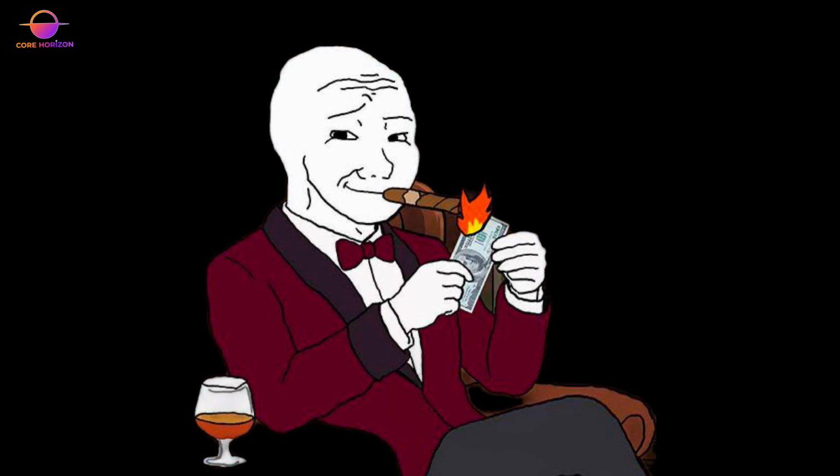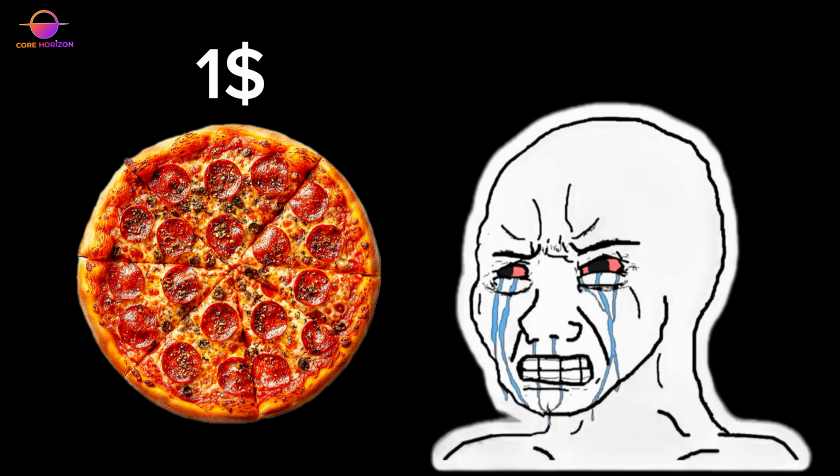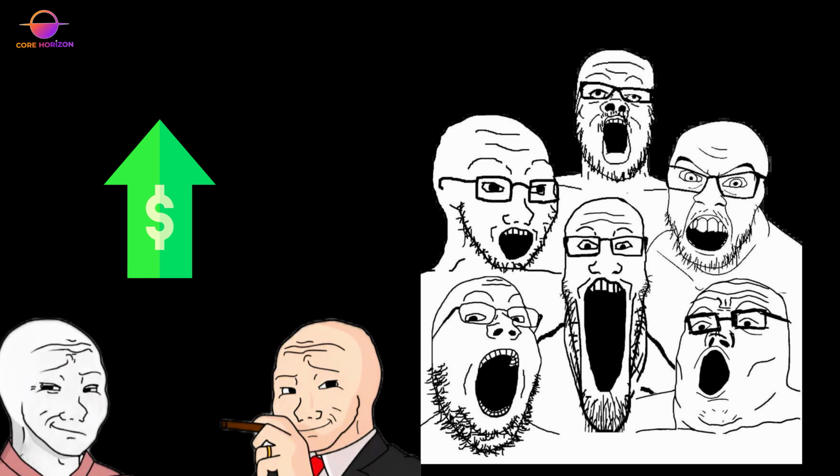The one rule that makes markets tick is incentives. People respond to incentives. If pizza is $100, you probably won't buy it. If it's $1, you'll eat 7. Lower prices incentivize buyers. Higher prices incentivize sellers. This back and forth creates supply and demand.